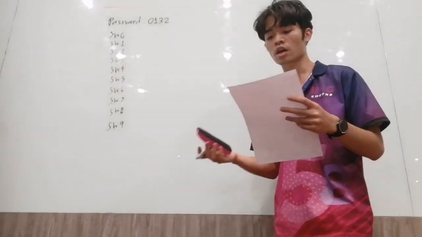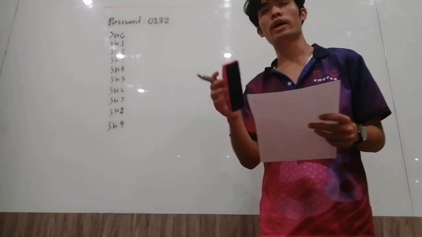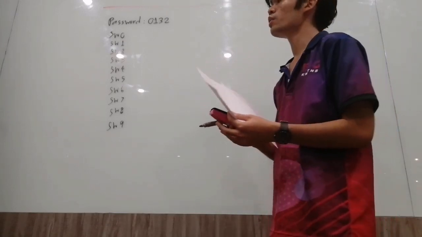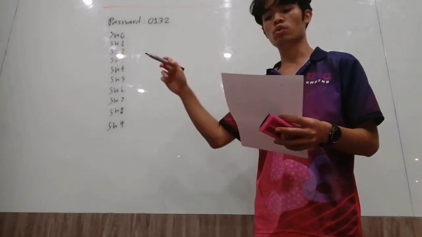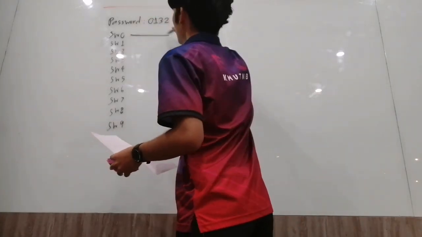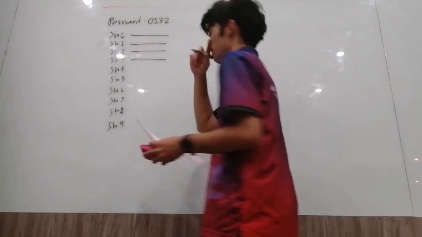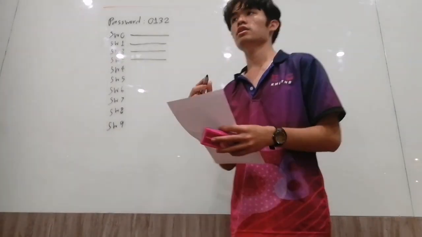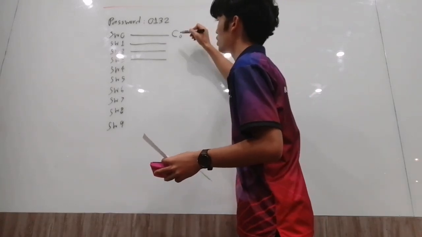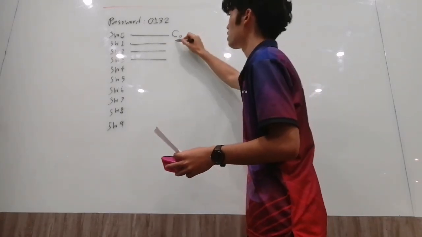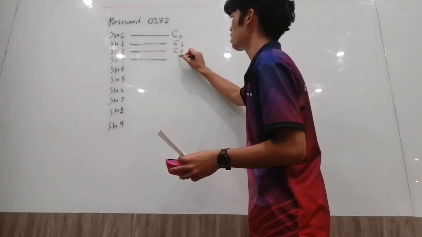This is my switch. My password is 0132, so we use switch 0, switch 1, switch 2, and switch 3. I give a variable to switch 0 as C0. Switch 1 is C1, switch 2 is C2, and switch 3 is C3.